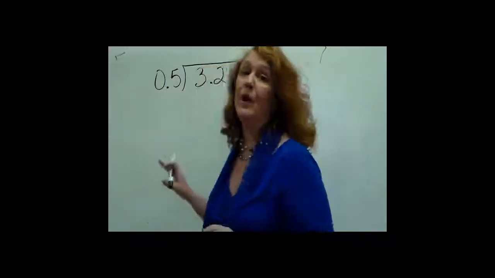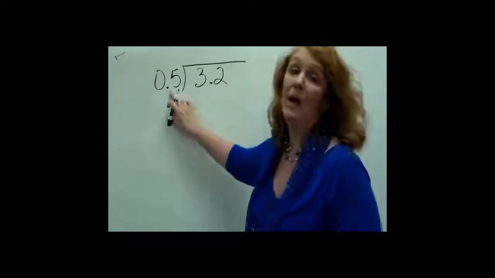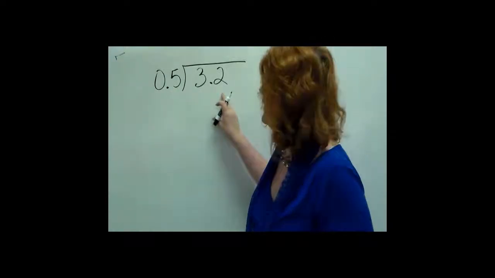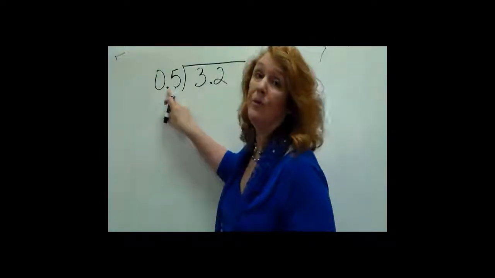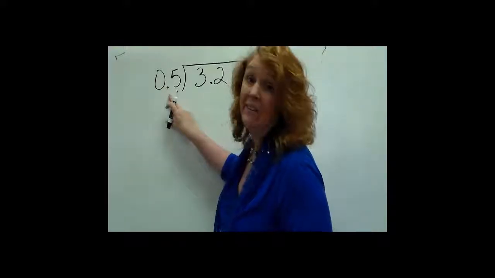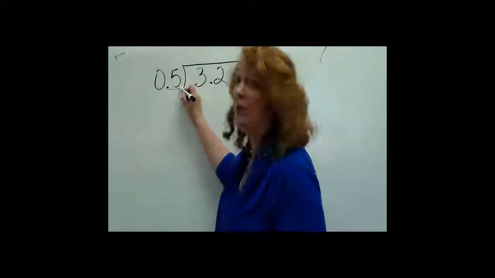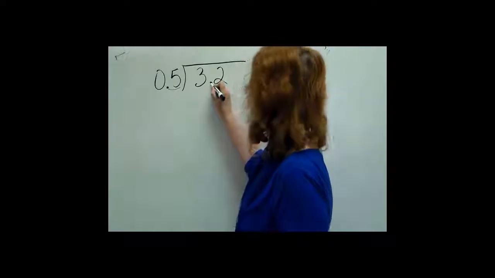So what happens if we've got both a decimal outside and a decimal inside? Well, I need to be able to move this decimal out of here. I can't have a decimal here. So I'm going to move this decimal over once.